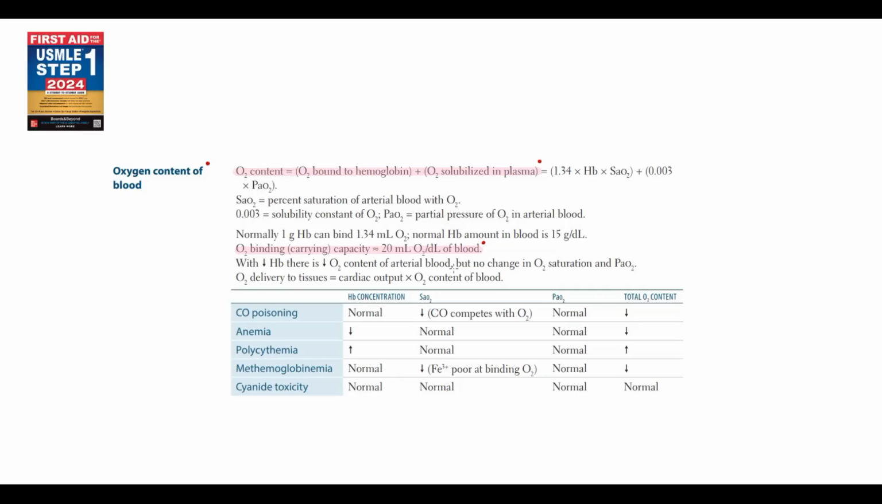For examinations, we have to know how different pathological states in this table affect hemoglobin concentration, saturation of oxygen, partial pressure of oxygen, and total oxygen content in our blood. So let's discuss every condition step by step.